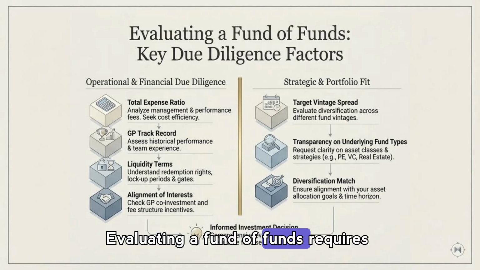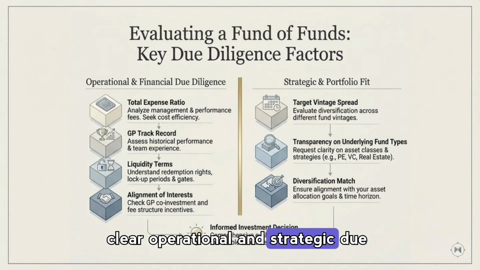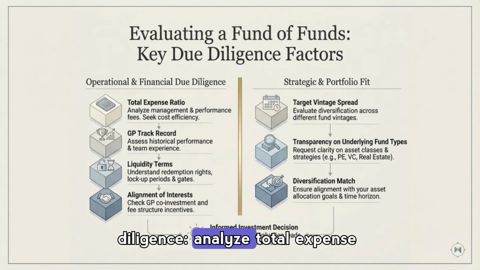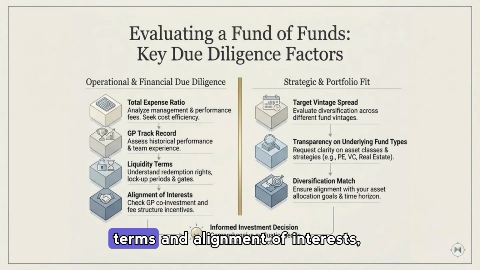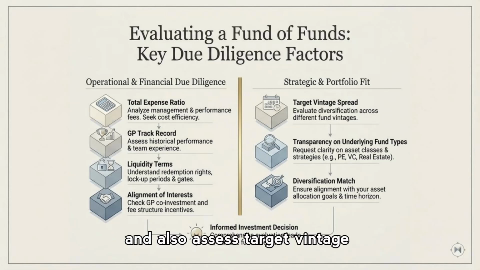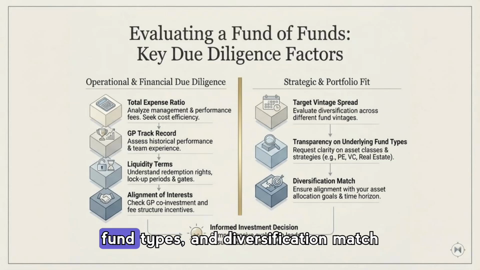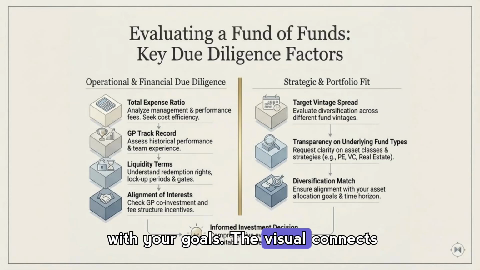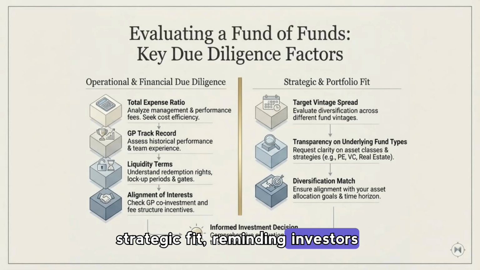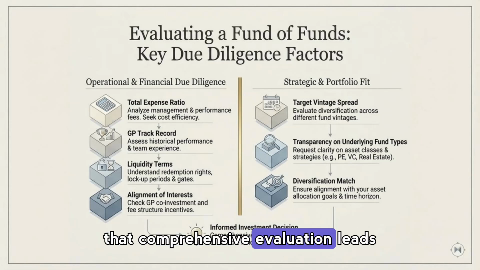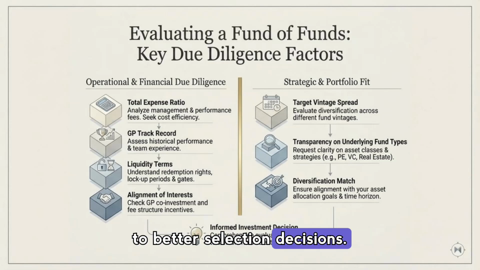Evaluating a fund of funds requires clear operational and strategic due diligence. Analyze total expense ratios, GP track record, liquidity terms and alignment of interests, and also assess target vintage spread, transparency on underlying fund types, and diversification match with your goals. The visual connects these operational checks to strategic fit, reminding investors that comprehensive evaluation leads to better selection decisions.